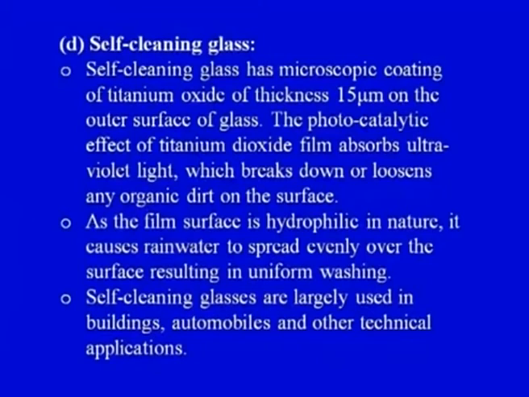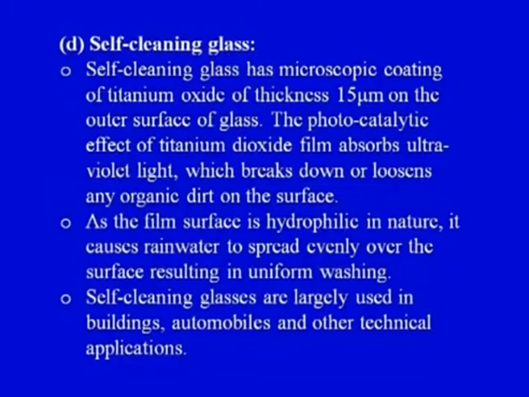Another important category of glass is the self-cleaning glass. In case of self-cleaning glass, we have a microscopic coating of titanium oxide. What is the thickness? The thickness is 15 microns on the outer surface of the glass. So, in self-cleaning glass, we have a microscopic coating of titanium oxide of the thickness of 15 micron. And where is this coating? This is on the outer surface of the glass.